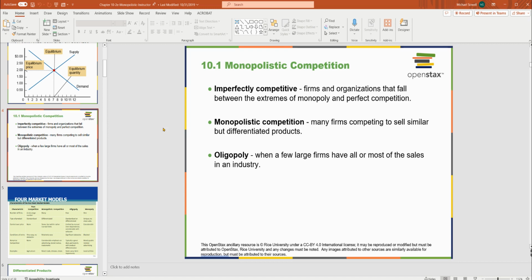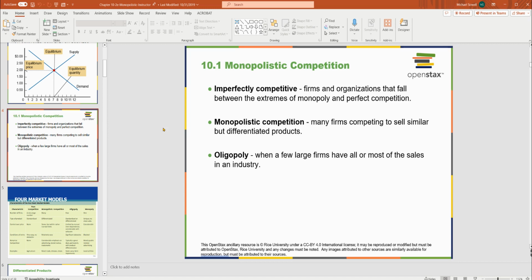And the other form we're going to talk about is oligopoly, and that's when a few large firms have most or all of the sales in an industry. A good example of that is cell phone providers. There are 3 or 4 major cell phone providers: Verizon, AT&T, T-Mobile, and then there's a bunch of hangers-on who sort of piggyback on these 3. They buy cell tower time from those 3, and then they resell it to the consumers.